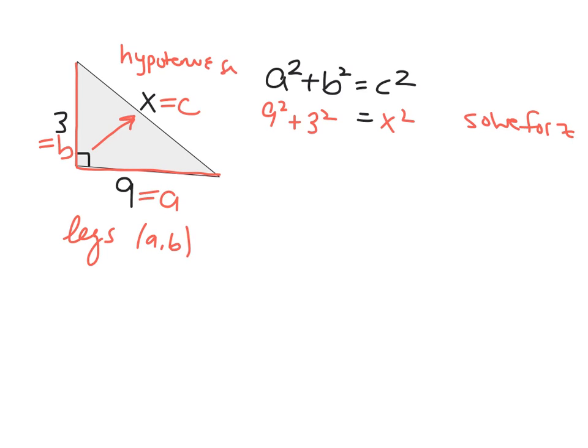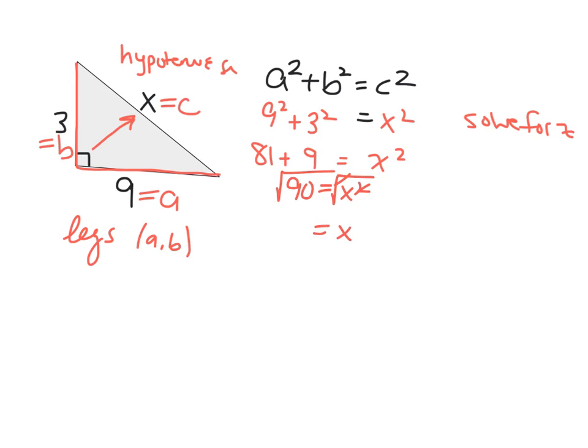So we take 9 squared and we get 81, 3 squared and we get 9. From here we would add 81 plus 9 to get 90. And we would take the square root of both sides to cancel our degree of 2. Okay, now the square root of 9 is 3, but the square root of 90 is not 30. Recall what a square root means.